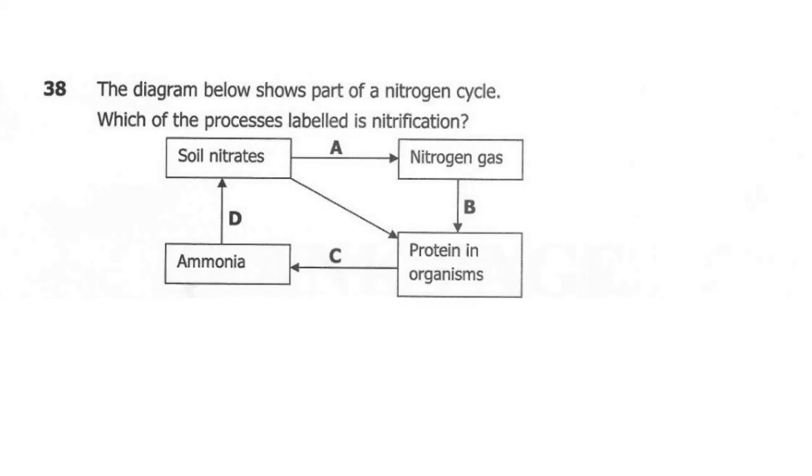The correct answer here is D. Nitrification is the process by which ammonia is turned into nitrites, then nitrites into nitrates. So there are 3 steps here. When we turn ammonia into soil nitrates, that is what is known as nitrification. So the correct answer here is D. Well done, chat. We move on to the next question.